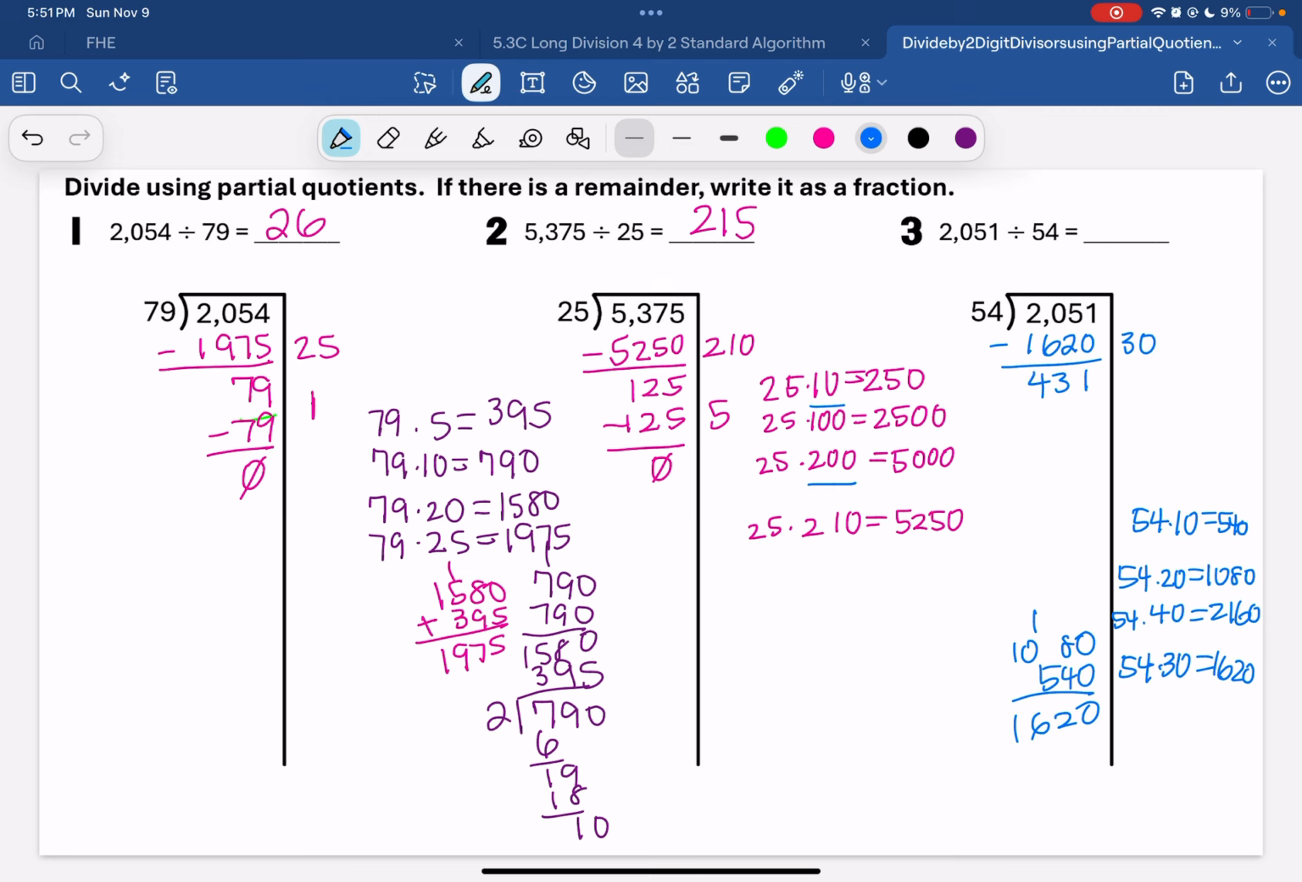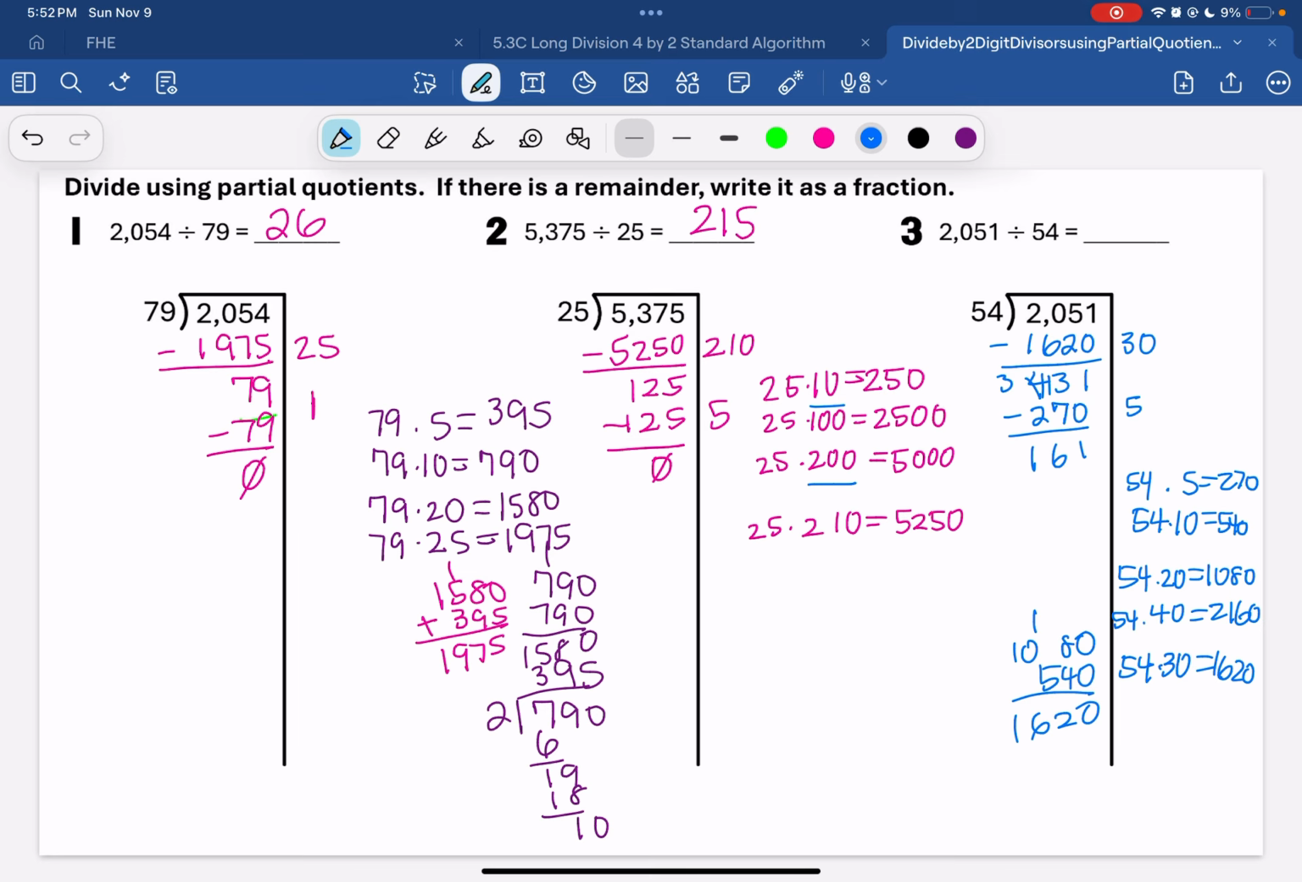Now my new division problem is 431 divided by 54. So I'm going to use the multiply by 10, cut that in half to 5, and then that would be 540, 270, close enough. I would never do this in my class like this. This is a hot mess. I was just trying to avoid recreating a slide and just using a resource I already had. So now my new division problem is 161 divided by 54.